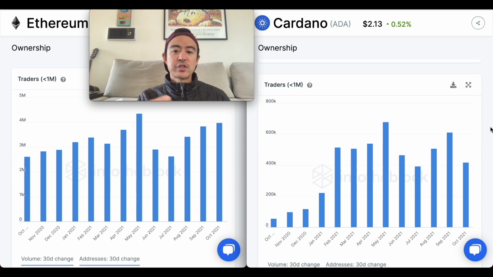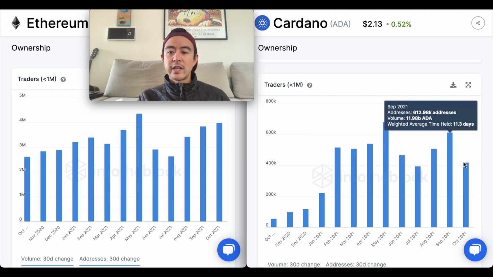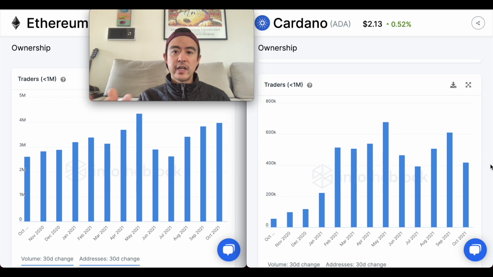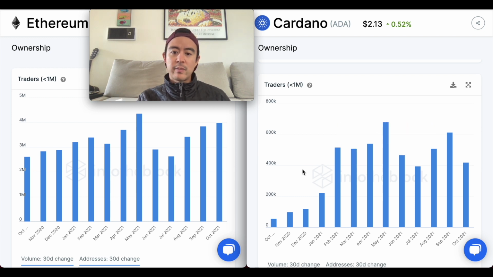And this bar graph shows traders. Traders are addresses that have held on for less than a month. And as you can see here, there's some volatility here, and that makes sense because traders are going to be trading according to the price. So of course, when the price spikes, the amount of traders will go up.